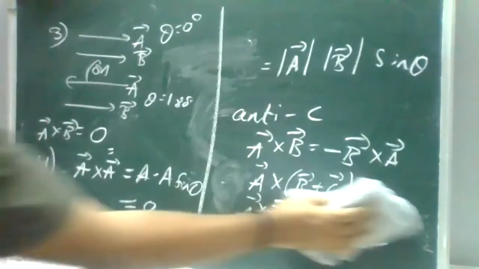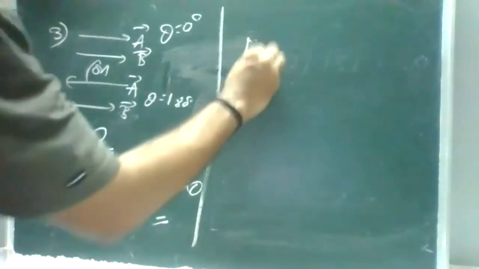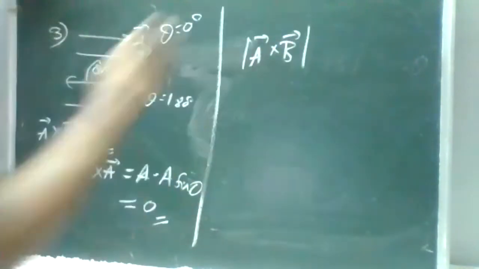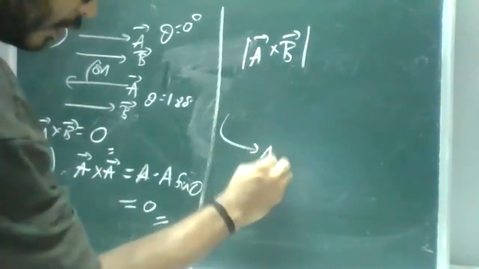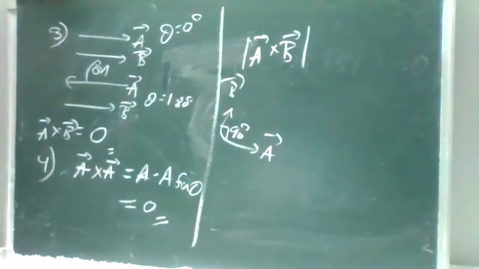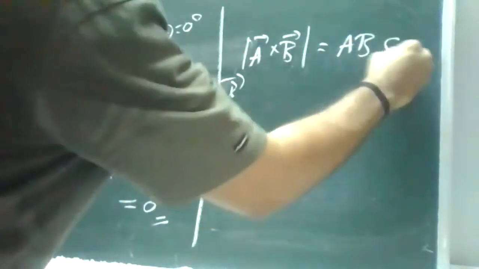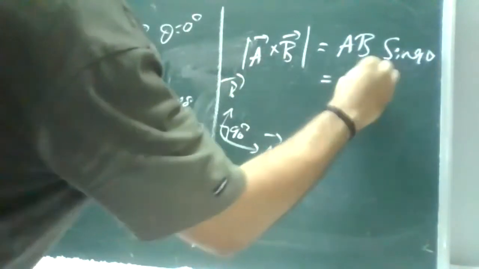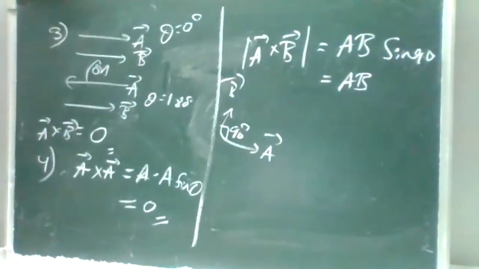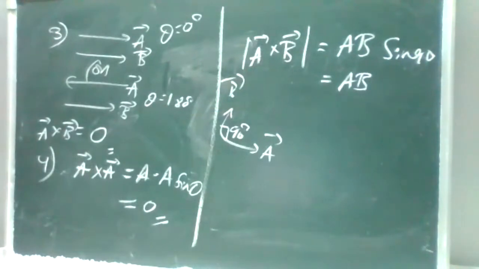Fifth point: when vectors are perpendicular to each other. It is A vector cross B vector. If two vectors, A vector and B vector, are perpendicular to each other, making an angle of 90 degrees, then sine 90 is equal to 1. So its magnitude is AB sine 90, and sine 90 is 1, so it is equal to AB. Here we have discussed the magnitude. If it is a vector quantity, then there will be a direction as well. This is your fifth point.